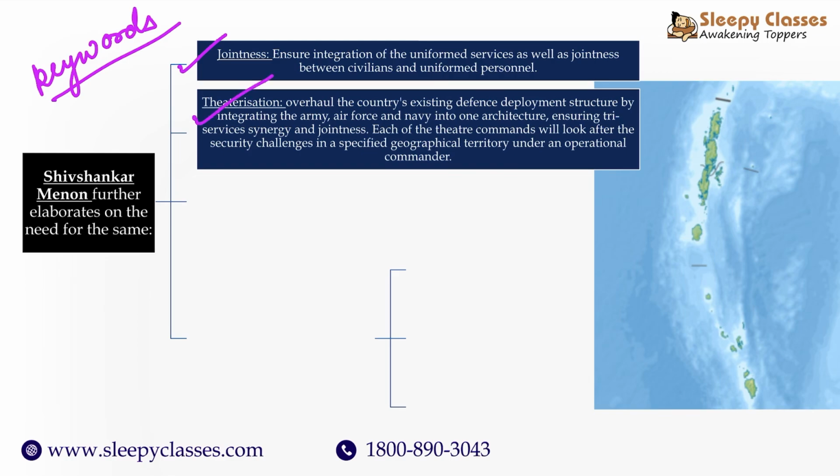Says there is a need to overhaul the country's existing defense deployment, which is a service-based command center, to actually replace it with a theatre-based command center. So till now, India only has one unified theatre command, which is the Andaman and Nicobar command. Shiv Shankar Menon suggests that in a certain geography, what you can have is a unified operational commander, right? Unified for army, air force and navy. And then in a geography to tackle various security challenges which might emerge, they can perform together in an integrated manner. So both of them are related, right?